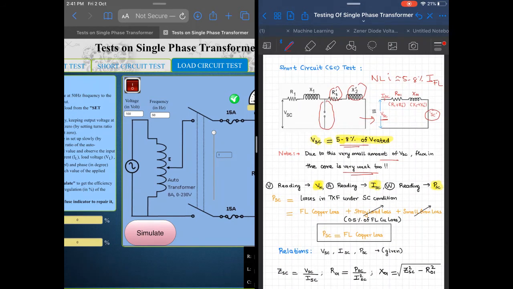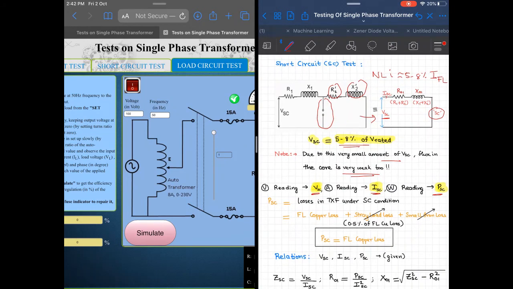Now let us consider different readings of the meter. Voltmeter would give me VSC, ammeter reading will be ISC or I rated, and the wattmeter reading will be PSC. Now since the rated current is flowing, the copper loss, that is the losses that are occurring in the winding resistance, will be called as full load copper loss. So PSC is basically losses in a transformer under short circuit condition.